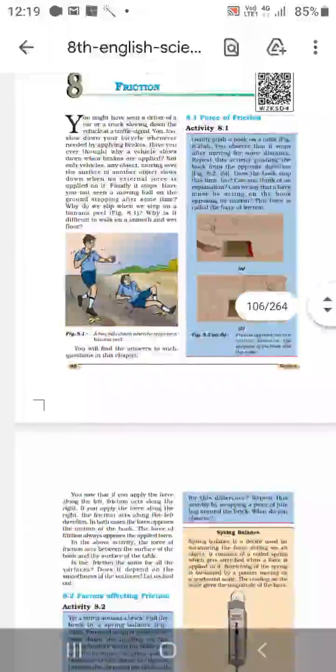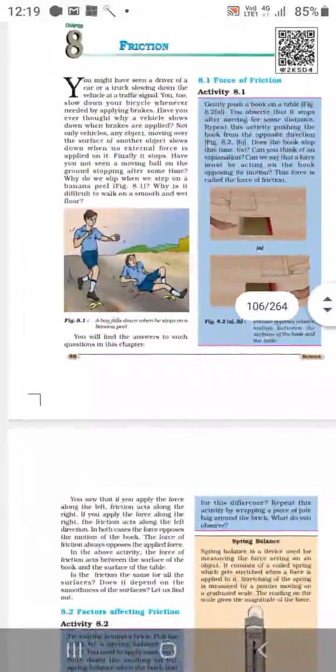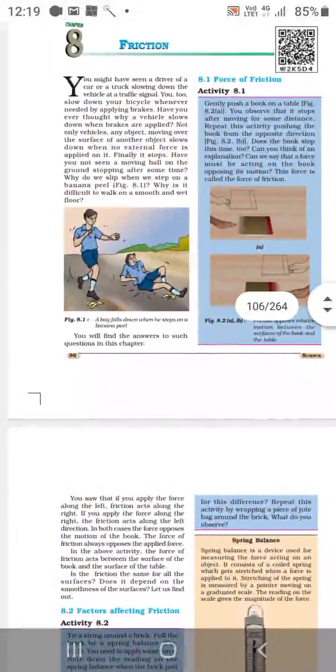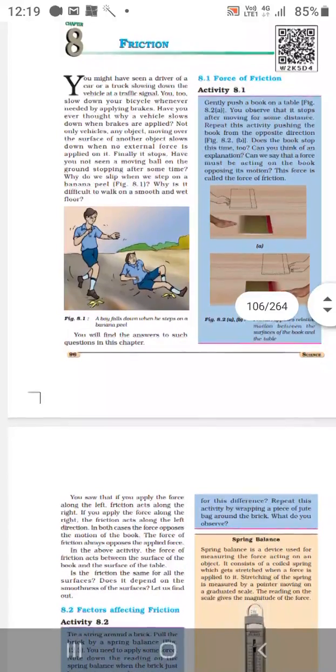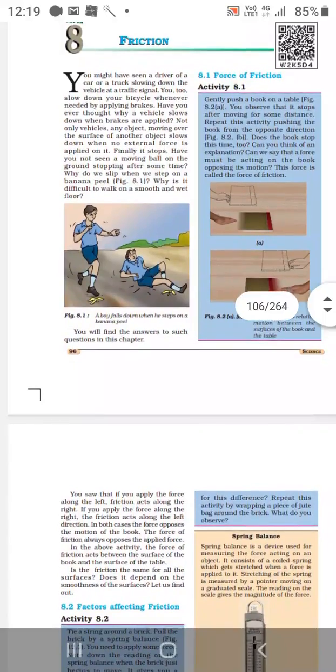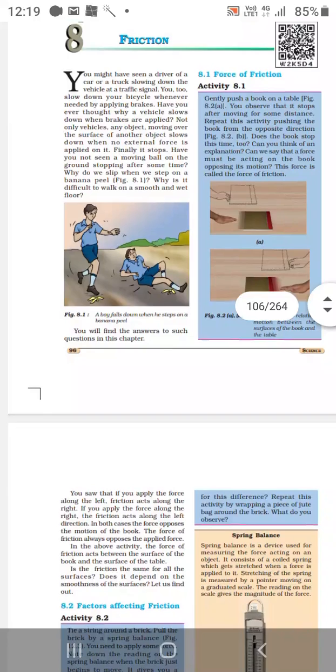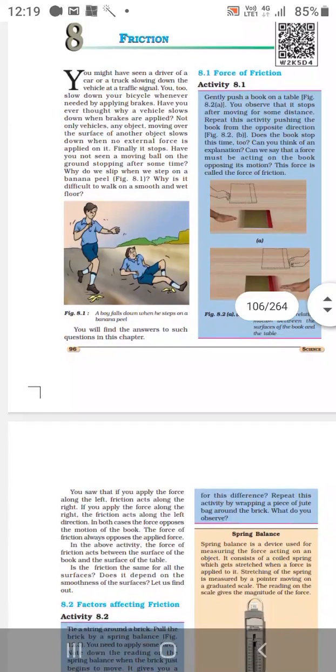Good morning students. Today we are going to study a new chapter called friction. I've seen the driver of a car or a truck slowing down the vehicle at a traffic signal. You too slow down the bicycle whenever needed by applying brakes. Have you ever thought why a vehicle slows down when the brakes are applied?